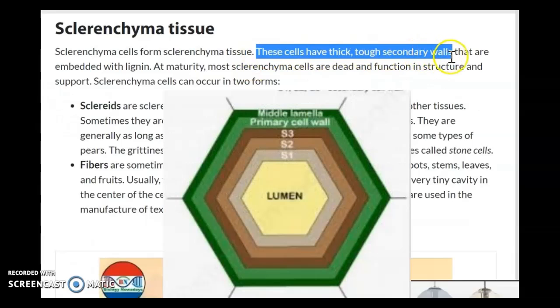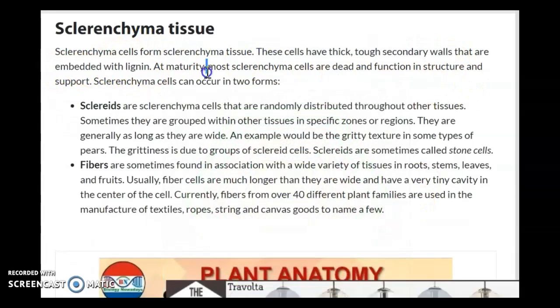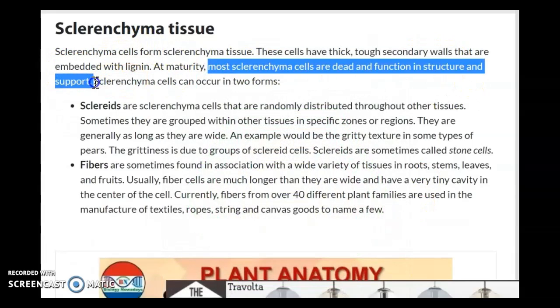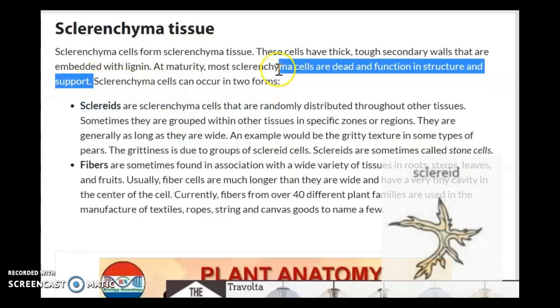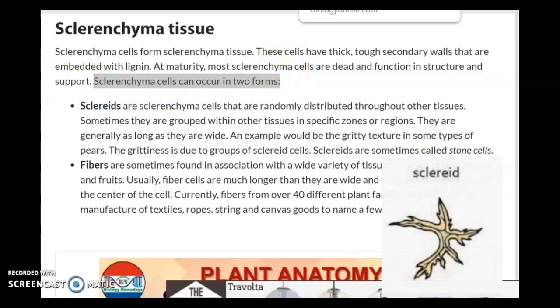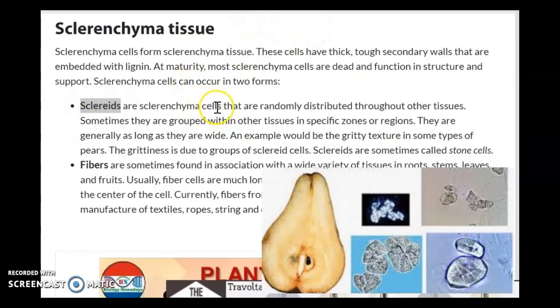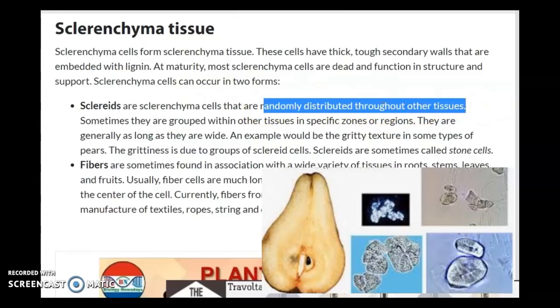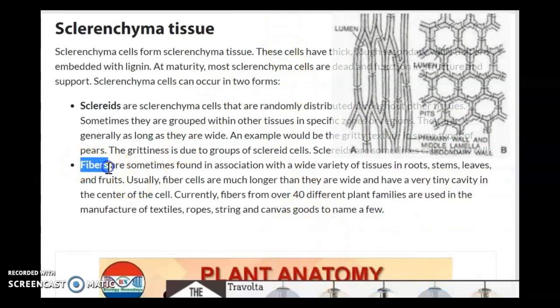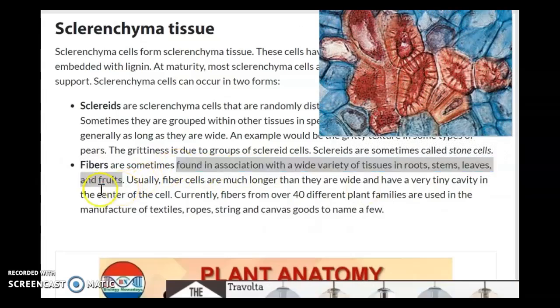Now, sclerenchyma tissue also has thick cell walls, but they're secondary cell walls that are laid down. Lignin is laid down inside. And as the sclerenchyma matures, the cell dies. So there are two main forms of sclerenchyma. There are sclerids, which are randomly distributed throughout the plant, and they are found in specific zones. For example, when you eat a pear, that grittiness comes from the sclerids. So they give that support and strength. Fibers, on the other hand, are always found in association with a variety of tissues in the roots, stems, and leaves to give the plant the rigidity that it needs.